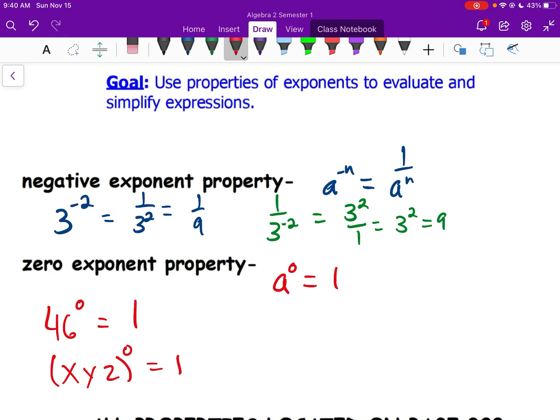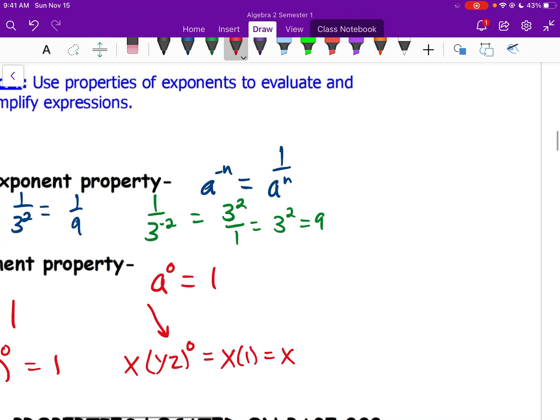Now there is a difference. If I was to say x times the quantity yz to the 0 power, this one would be a little different, because the yz to the 0 power, that is 1. So that would be saying x times 1, which in this case would be just x. Another one, let's say negative x to the 0 power. When we're doing this, we have to think of this negative and x as two separate terms.